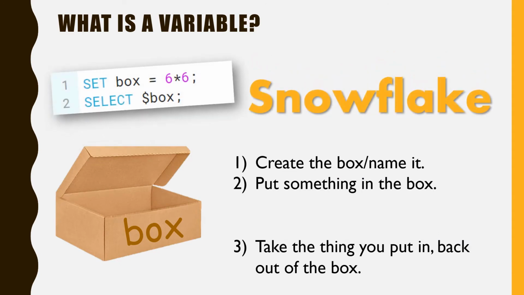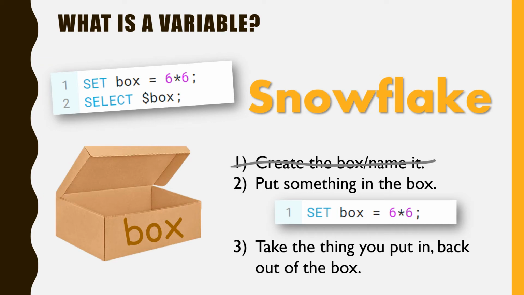With Snowflake, it's a little bit easier. There's no first step. There's no declaration, and you don't have to tell Snowflake what you're planning to store in it. You just use the set keyword, you name the variable, you use an equal sign, and you put something into the variable. So you're doing step 1 and 2 all in one statement. Then when it's time to get it back, you use the word select. You have to remember to put a $ in front of the variable name, or it won't know what you're talking about.